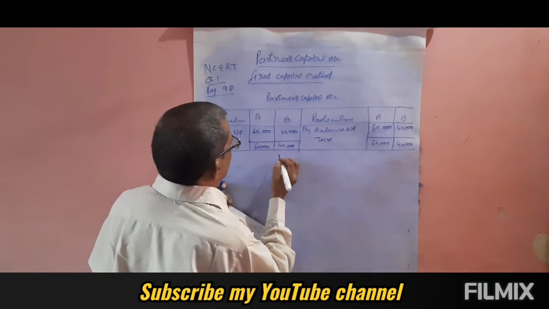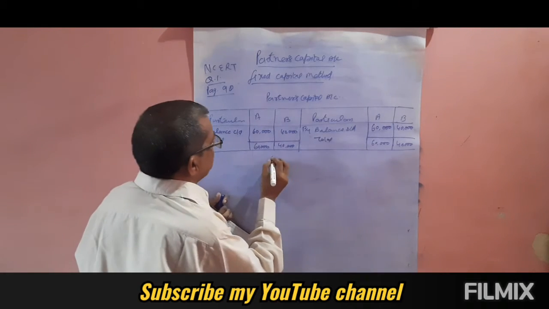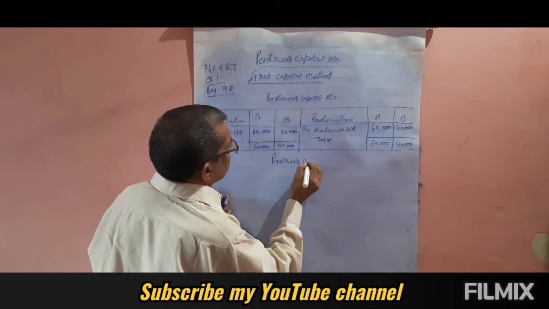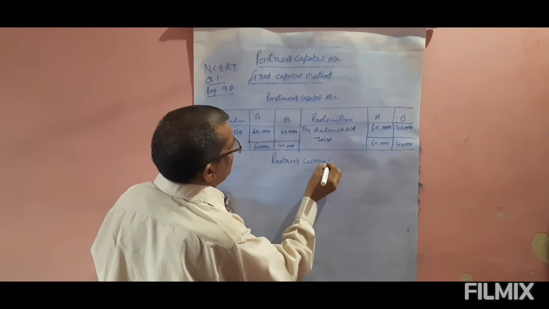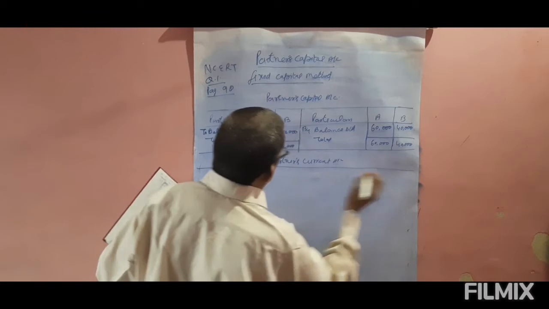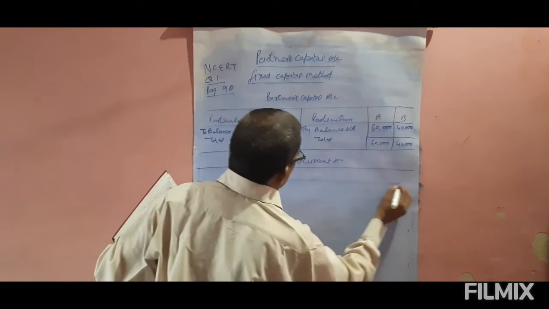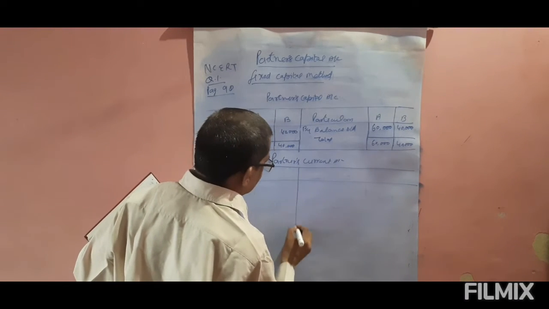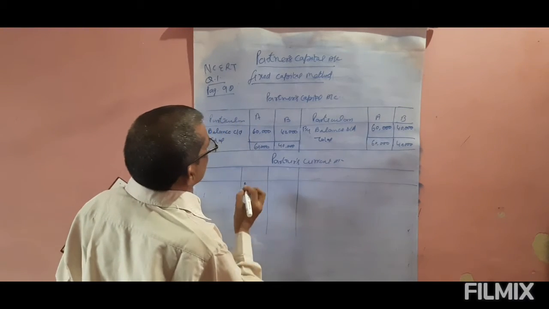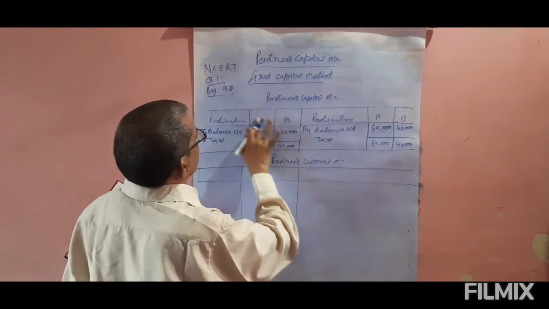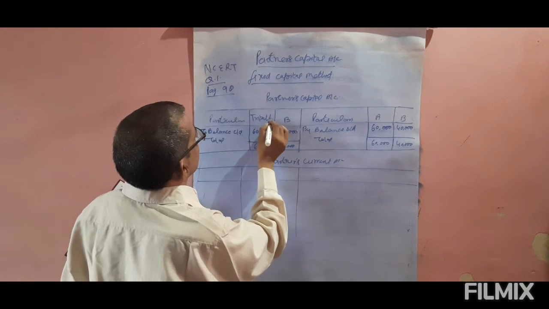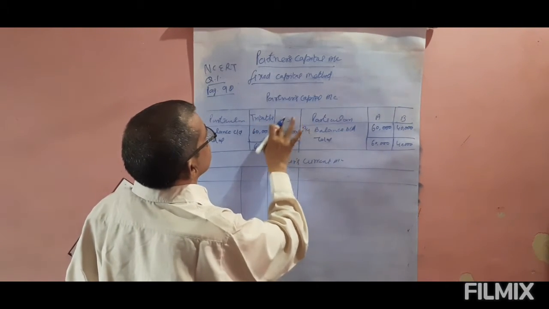Next account to be prepared is the partners current account. We have to prepare the partners current account. The second account prepared is the partners current account. Now again we have to prepare this. Yes, here is Tripathi, name change, Tripathi, and here is Chauhan.